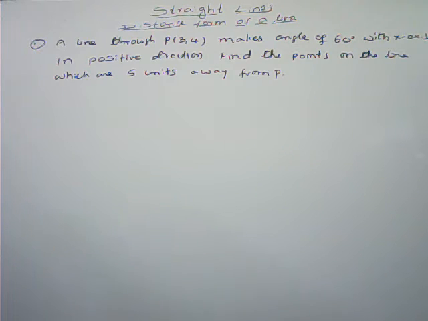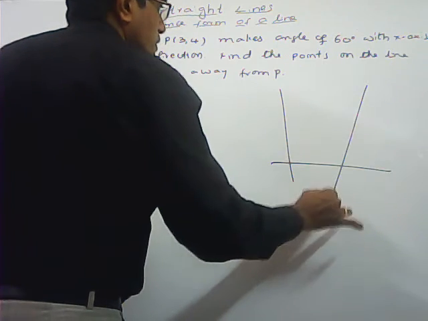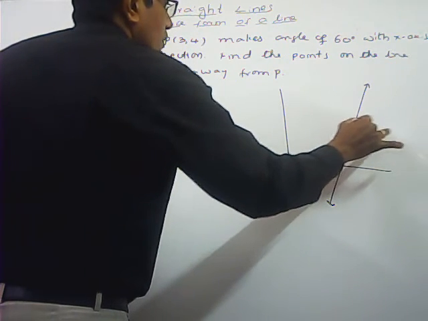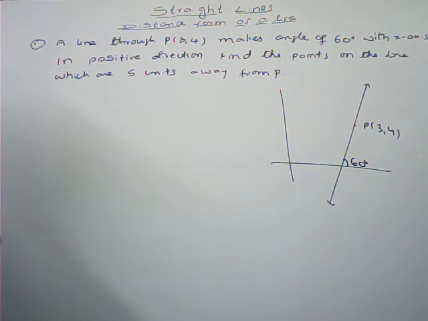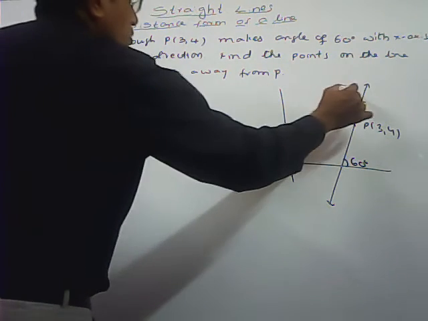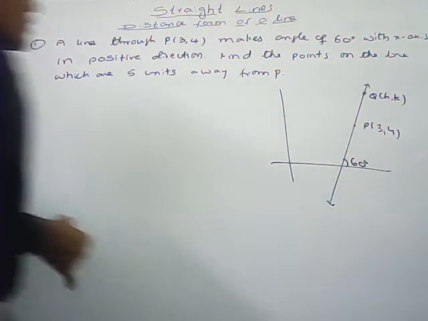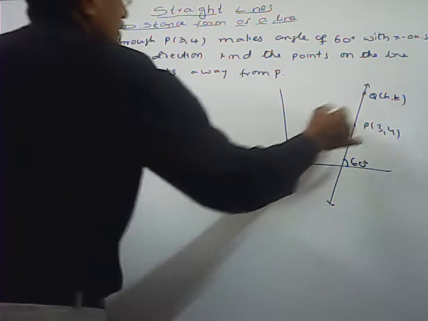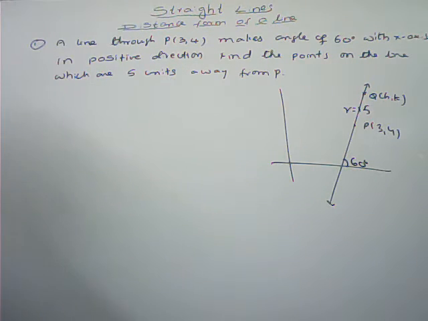Now the first one: a line through (3, 4) makes an angle 60 degrees with the positive direction of the x-axis. A line passes through the point (3, 4) and it makes an angle 60 degrees with the positive direction of the x-axis. Find the points on the line which are 5 units away from P. So here I am taking one more point Q. The coordinates of that Q I am taking (h, k). So that is the point at a distance 5 units from P only. r is equal to 5.